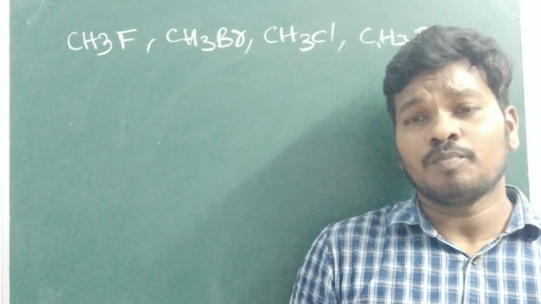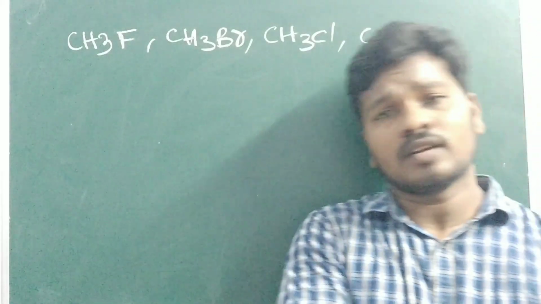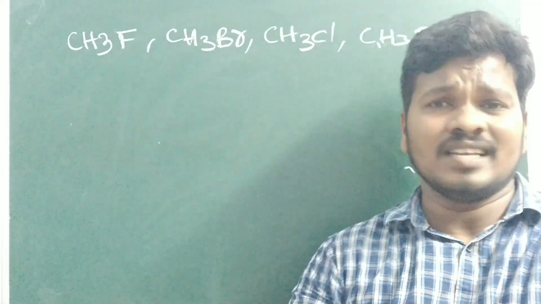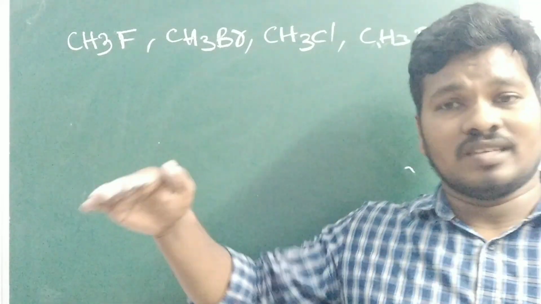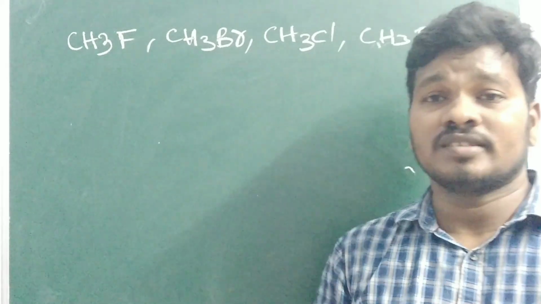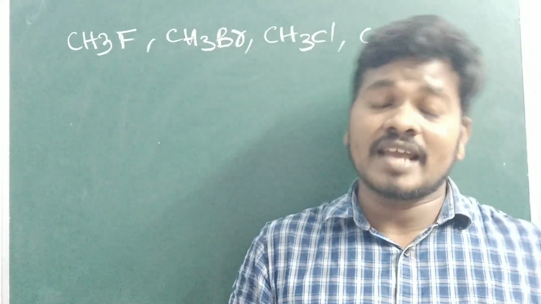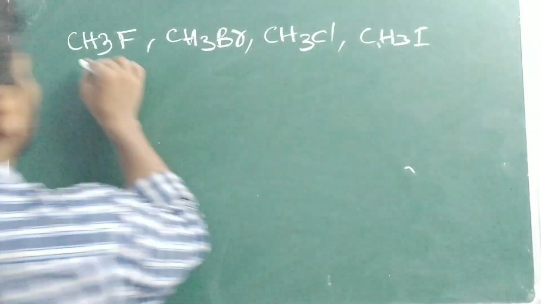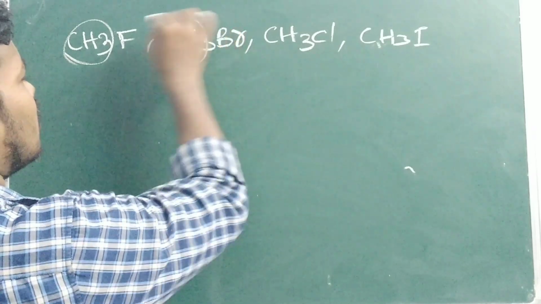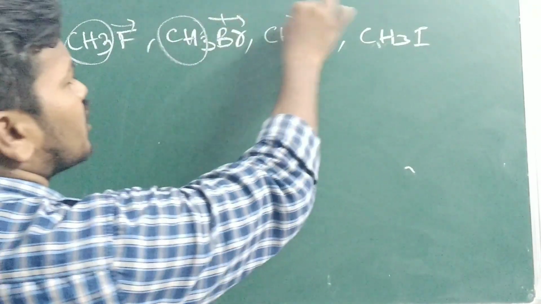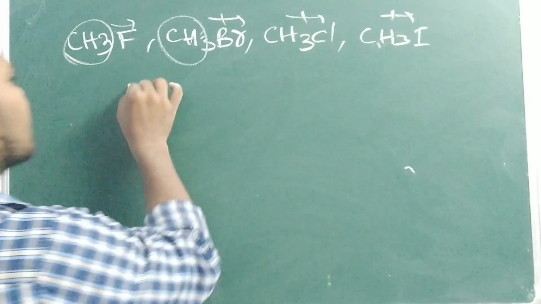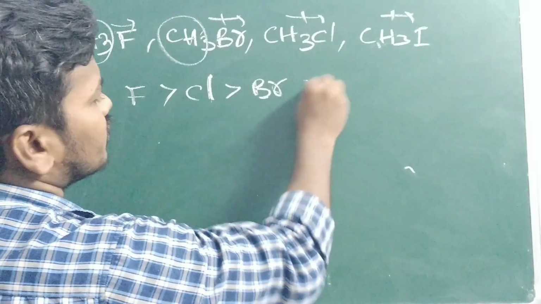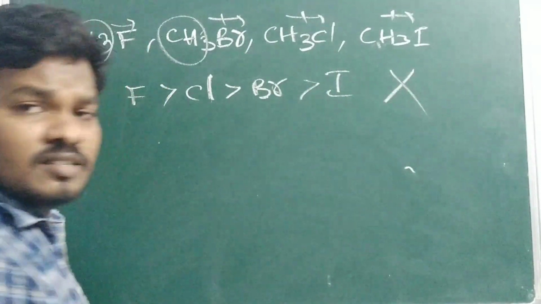Now you can see another example: methyl fluoride, methyl bromide, methyl chloride, methyl iodide. Among the following, which has the highest dipole moment and which has the least? We can write the increasing order of dipole moment. We can say that the more electronegative, the more dipole moment automatically. I am not writing the methyl group, because in all of them the dipole points towards the fluorine, bromine, chlorine, and iodine. Generally we think fluorine, chlorine, bromine and iodine, but this order is wrong.